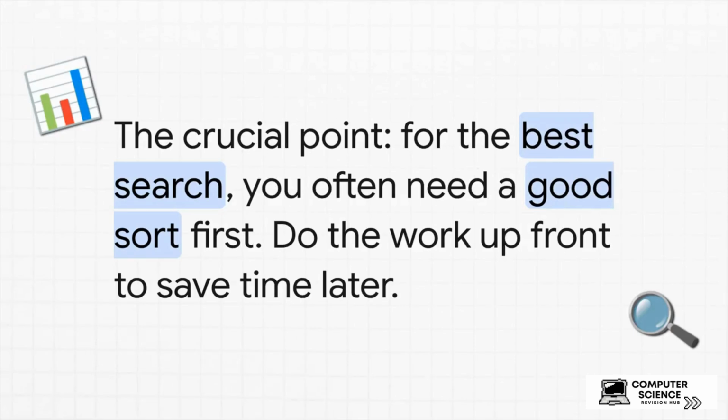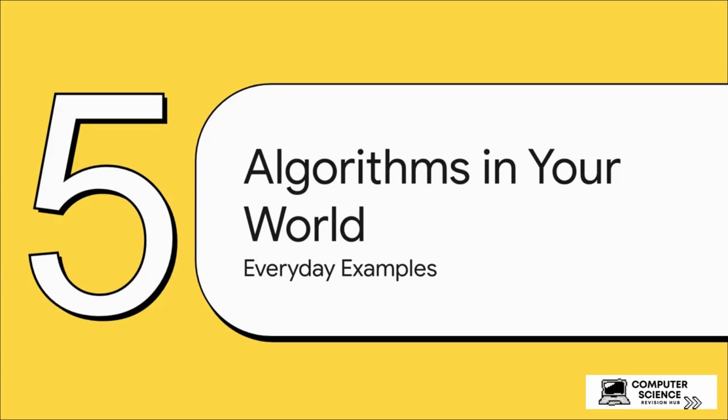And that brings us to the most crucial point of all. These two ideas are totally linked. To unlock that unbelievable speed of a binary search, you first have to put in the work to organize your data with an efficient sorting algorithm. It's a classic trade-off, right? Do the work up front to sort the list, and you will save an incredible amount of time down the road. And look, this isn't just some abstract computer science theory.